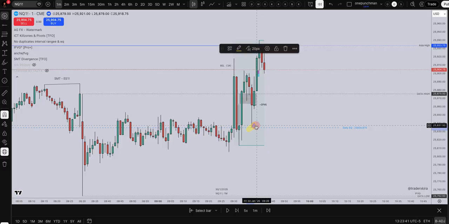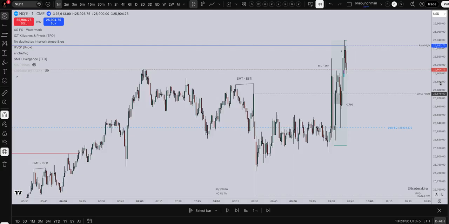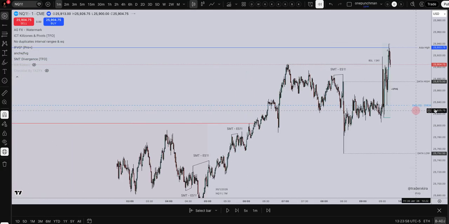The first way is the easy way, which is just add this indicator to your chart: no duplicates, interval, range, and EQ. Check everything off, only keep the daily EQ. That's it. The second way to go about doing this is more of the mechanical way of doing it, like the manual approach.